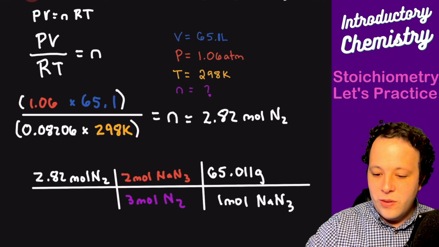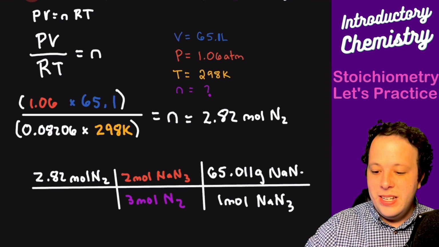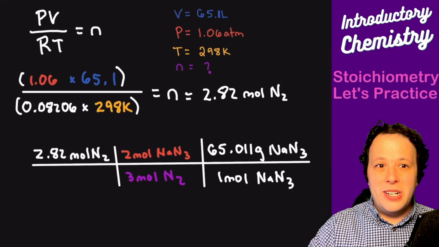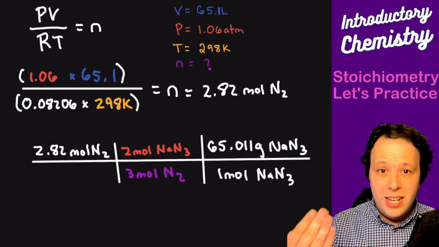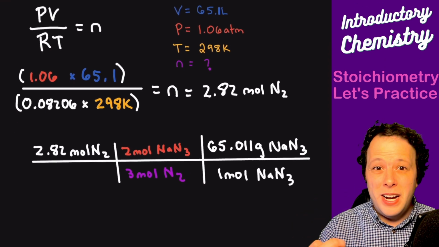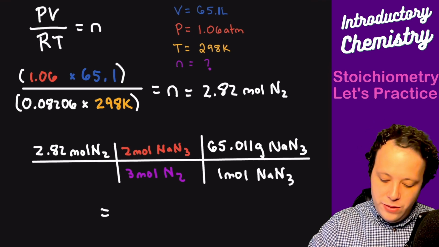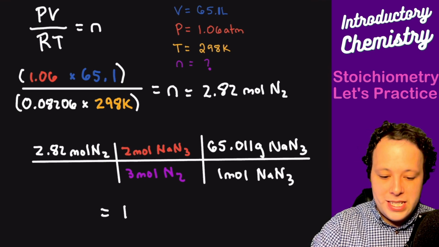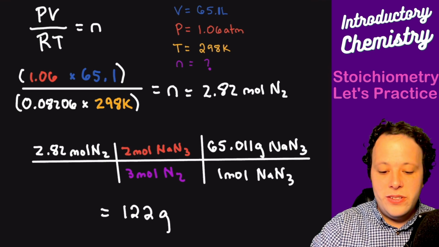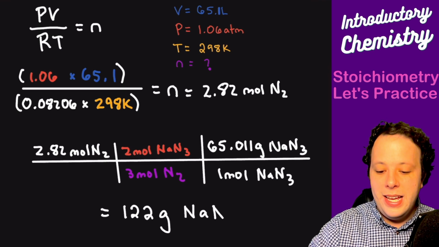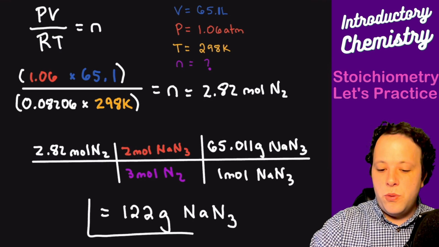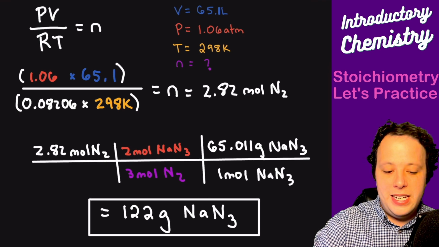65.011 grams of NaN3. And what we're going to do is take 2.82 times 2 times 65.011 and then divide that by 3. And what we are going to get for our final answer is approximately 122 grams of NaN3 is what is required to inflate this airbag.